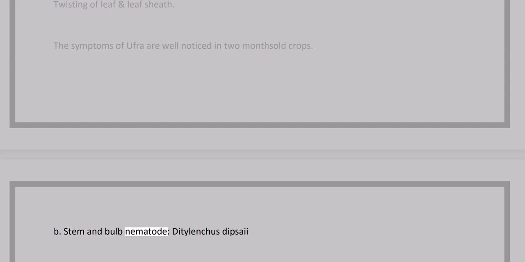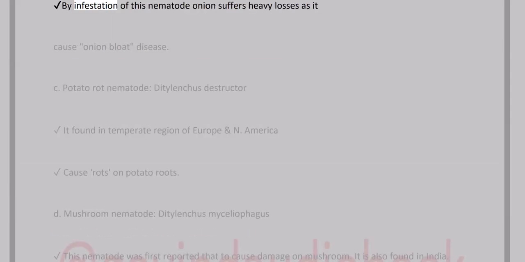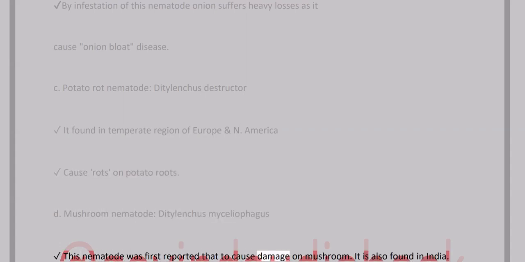B. Stem and bulb nematode, Ditylenchus dipsaci. By infestation of this nematode onion suffers heavy losses, as it causes onion bloat disease. C. Potato rot nematode, Ditylenchus destructor, found in temperate regions of Europe and North America, causes rots on potato tubers. D. Mushroom nematode, Ditylenchus myceliophagus. This nematode was first reported to cause damage on mushroom. It is also found in India.